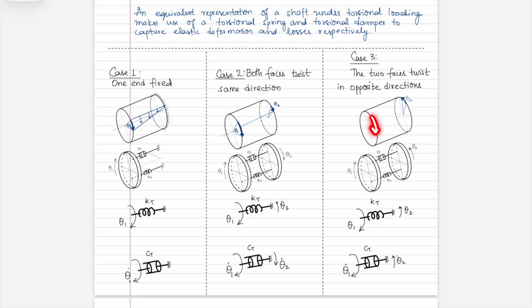So one is in this way and the other is in this way. We're going to discuss these in detail. This system can be modeled as one disk that is experiencing torsional loading, such that there is θ1 twist here, and there's a torsional damper and a torsional spring of Ct and Kt coefficients respectively. Let's look at the spring.